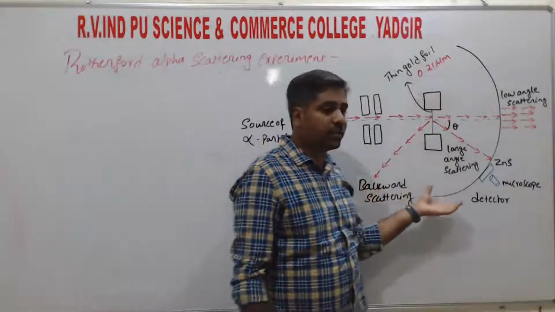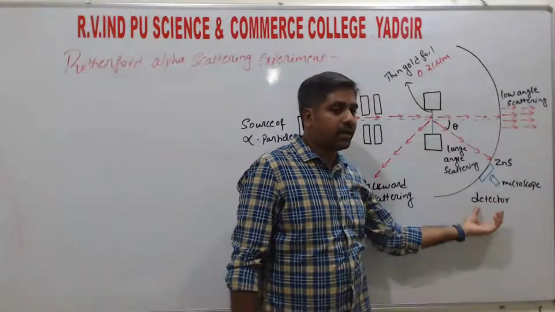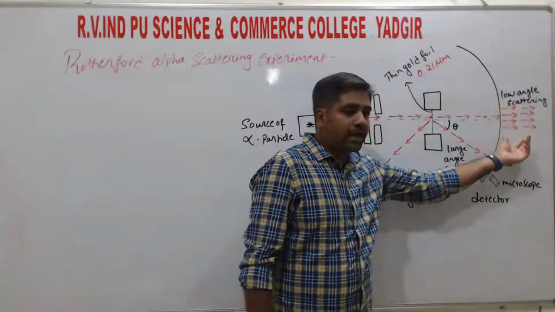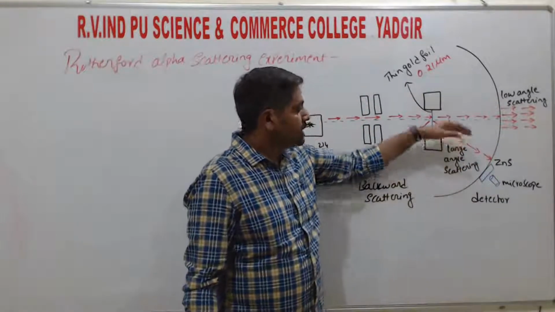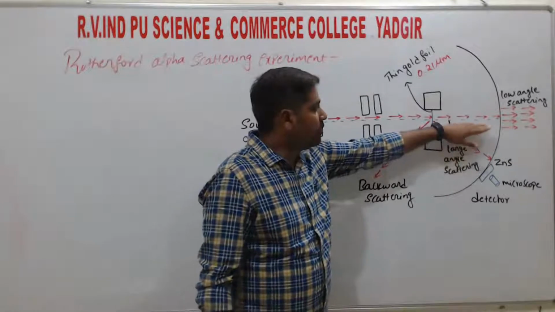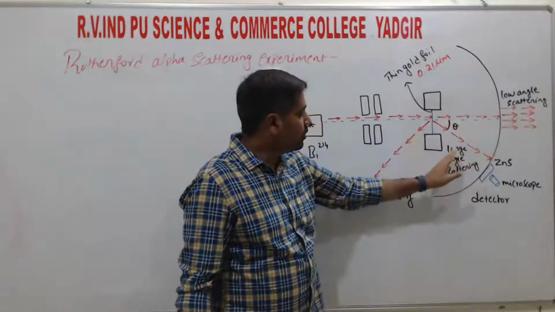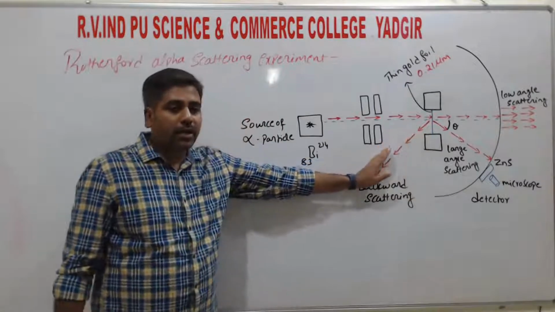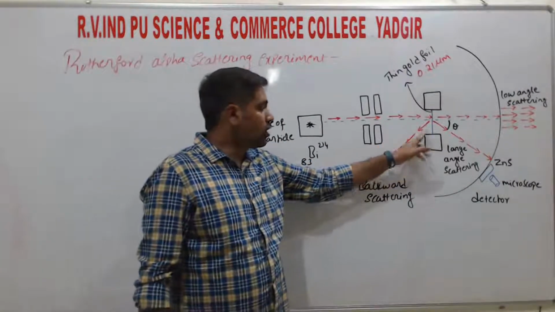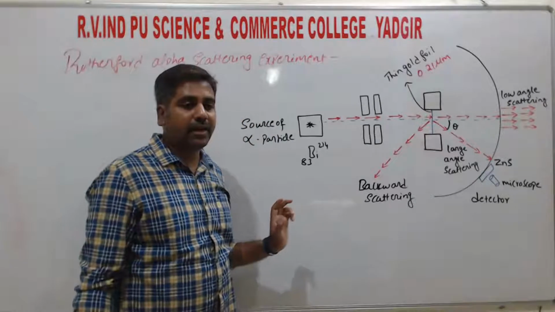So some alpha particles will scatter in all directions. From this experiment, by using the detector, we are getting the low angle scattering and large angle scattering. That is, the scattered particles make a certain angle with the axis. That one is the large angle scattering, and some alpha particles are reflected back. Those are called the backward scattering.